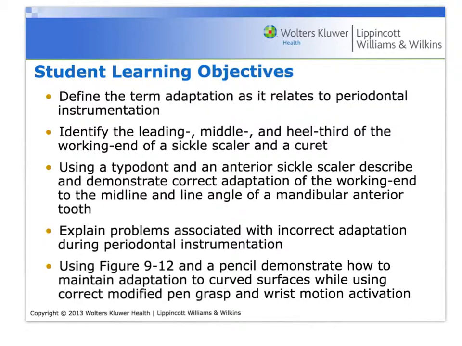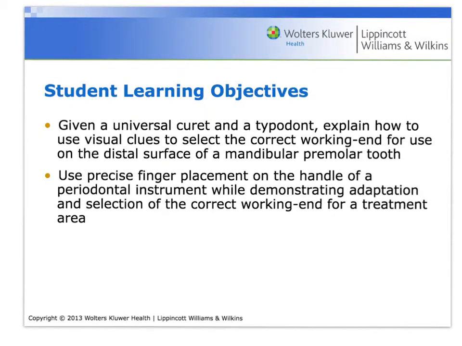And using figure 12 in your textbook, you will use a pencil to demonstrate how to maintain adaptation to curved surfaces while using correct modified pin grasp and wrist motion activation. Given a universal curette and a typodont, explain how to use visual clues to select the correct working end for use on the distal surface of a mandibular premolar tooth. Use precise finger placement on the handle of a periodontal instrument while demonstrating adaptation and selection of the correct working end for a treatment area.